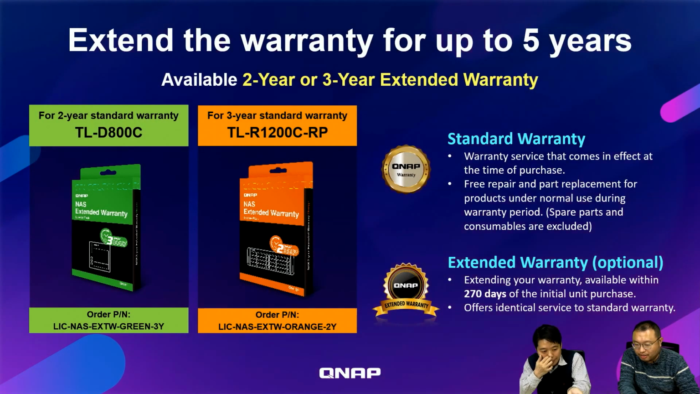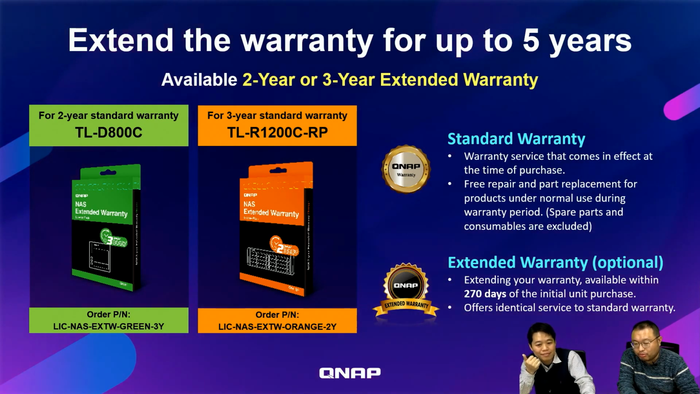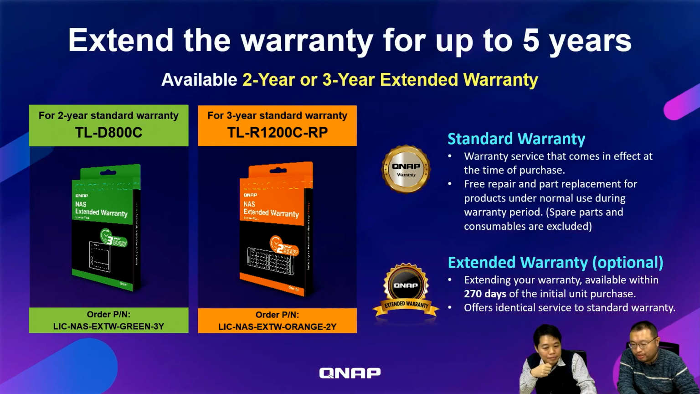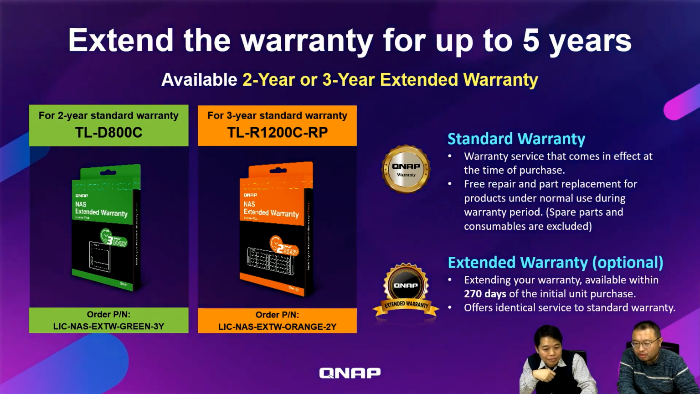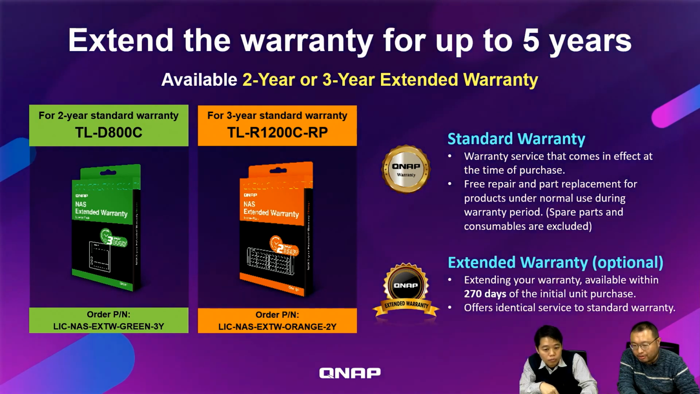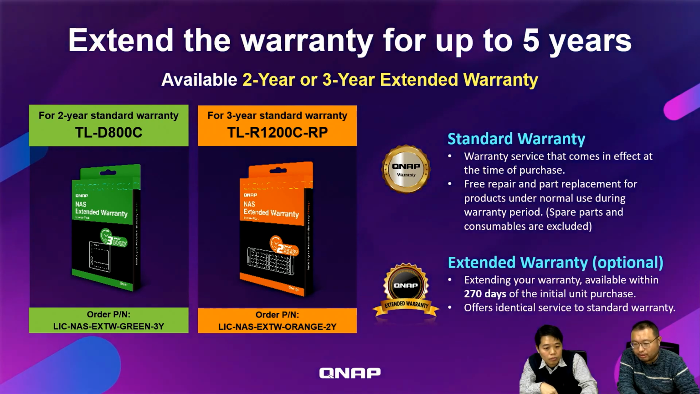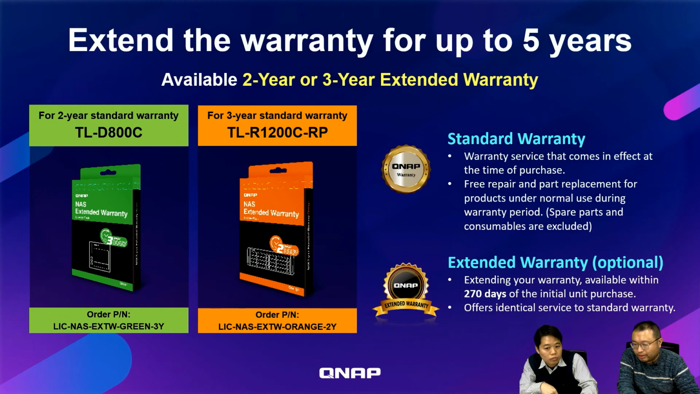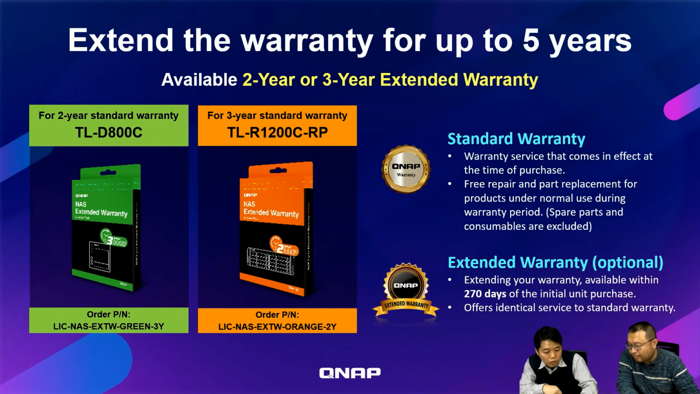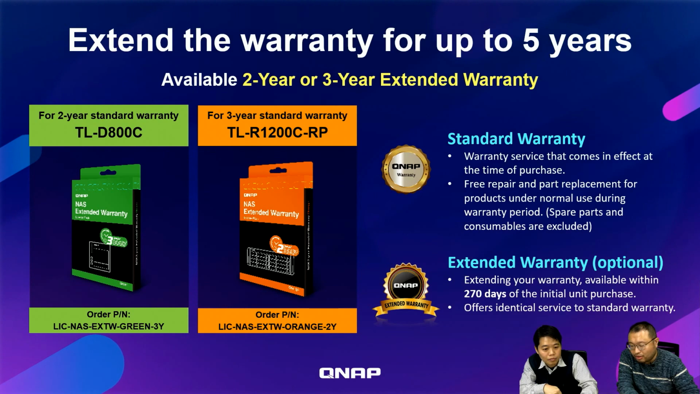And so here you will see that our 8-bay desktop model comes with a 2-year standard warranty. And then our rackmount 12-bay model comes with a 3-year standard warranty. So QNAP provides additional extended warranty options for these two models. So you can purchase either a 2-year or 3-year extended warranty, depending on what kind of model you get, to get a total of 5-year warranty for these JBOD units. Okay. So it will get you covered for the next 5 years for the repairs.